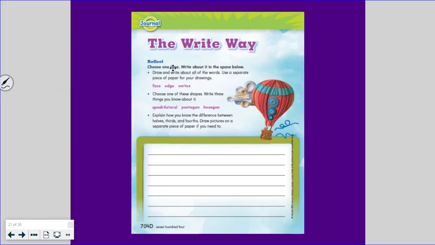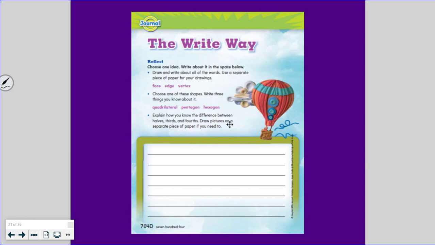It says reflect. Choose one idea, write about it in this space down here below. Okay, draw and write about all the words. Use a separate piece of paper for your drawings. So you don't have to use a separate piece. You could do your drawings up here maybe, or wherever you like on the page. Okay, so it says draw and write about all of the words.